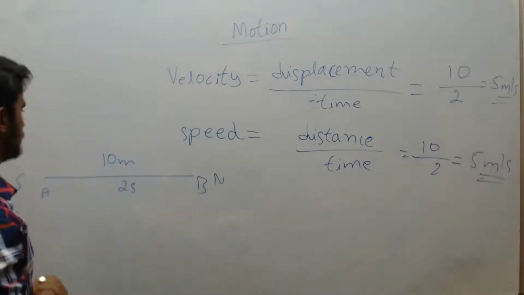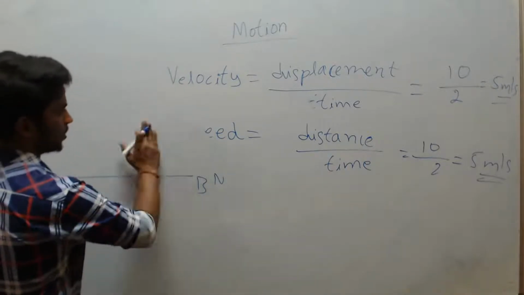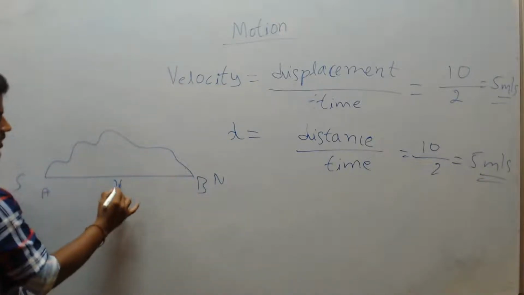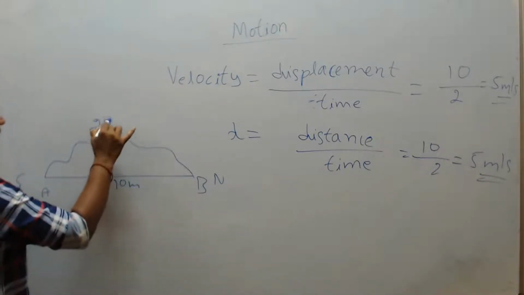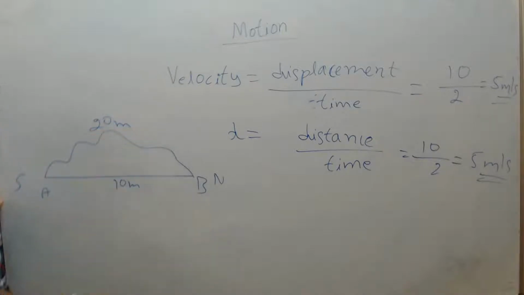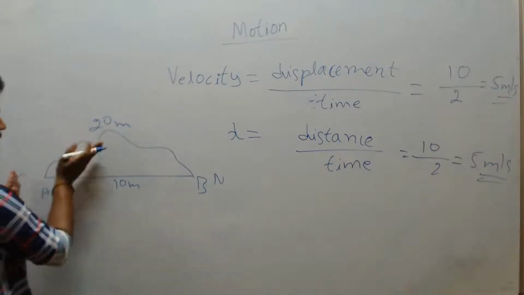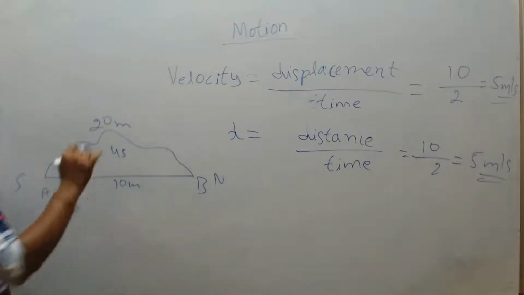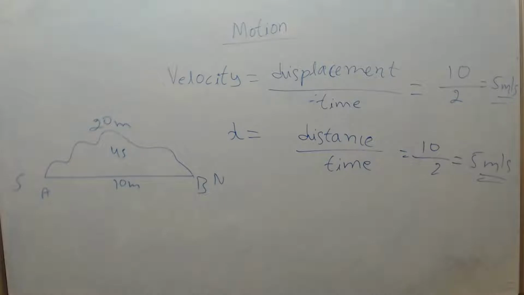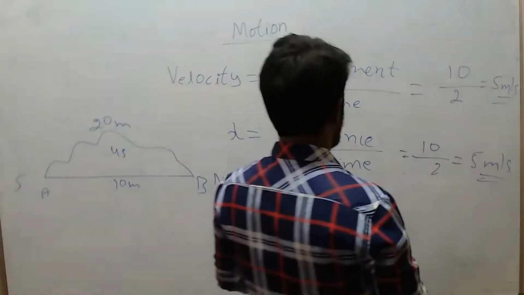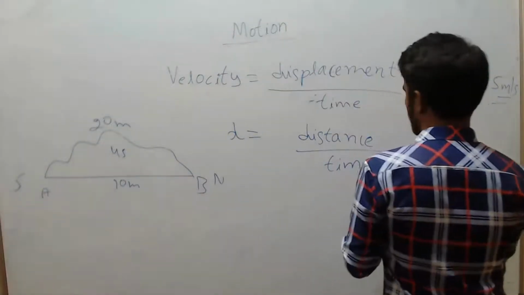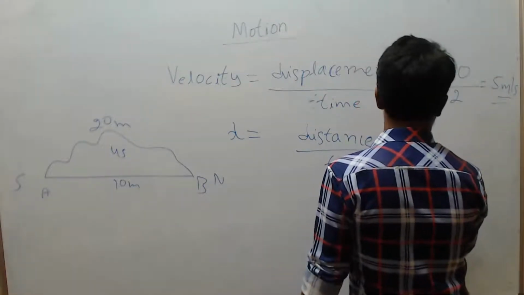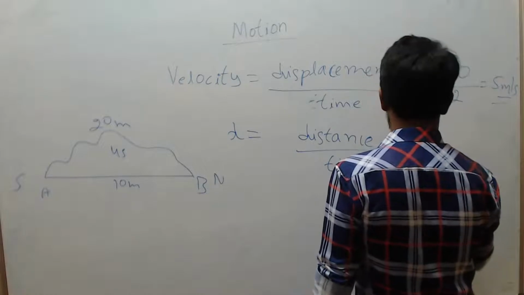Okay, next comes one more. So now one object is traveling, say like this, using this path. This is 10 meter and this is 20 meter. Okay, so now that object will travel using this path. Say it will cover 20 meter in 4 seconds. So now tell me what is the velocity and what is the speed. First I will calculate speed. Okay, so what is the distance? Distance traveled by that object is 20 meter. Then what is the time? Time is 4 seconds.